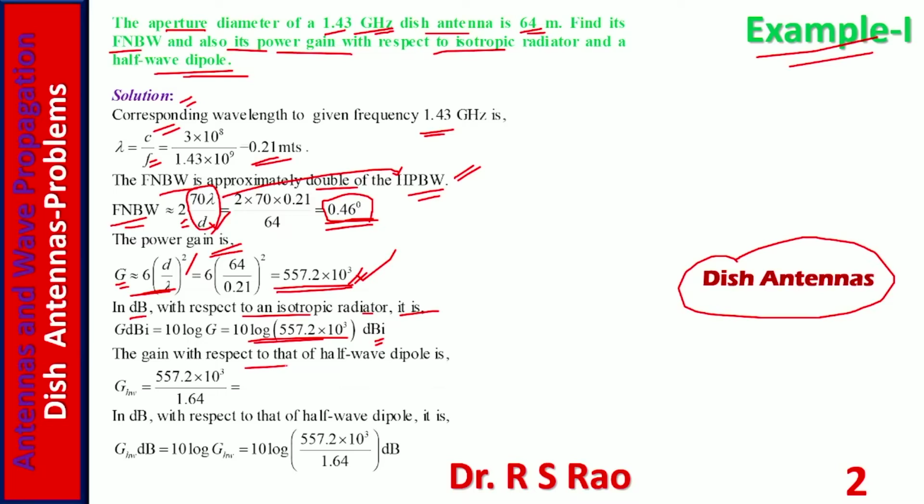The gain with respect to that of a half wave dipole is 557.2 into 10 power 3 by 1.64. 1.64 is the gain of a half wave dipole. This ratio gives the value of dish antenna gain with respect to the gain of a half wave dipole in absolute terms. If we want it in dB, then we have to apply 10 log to this quantity.